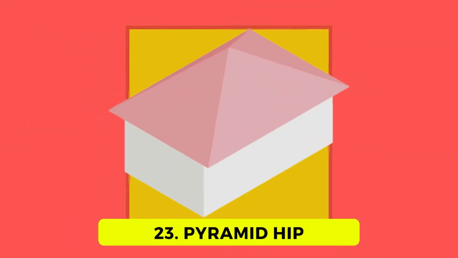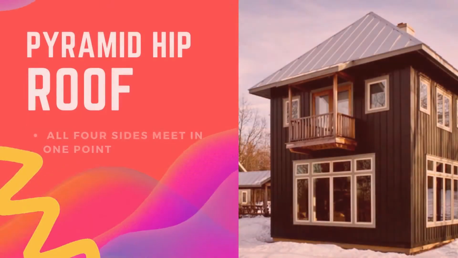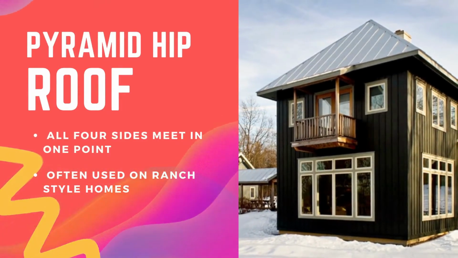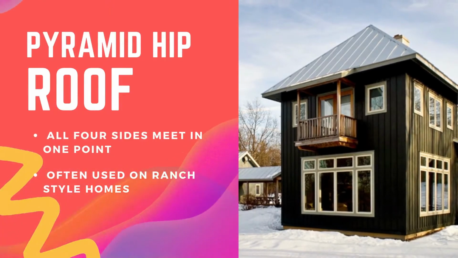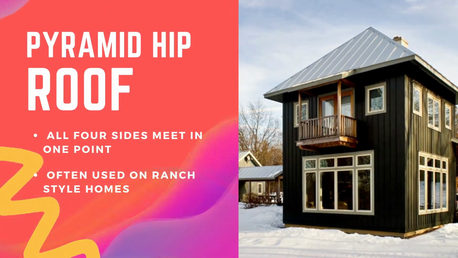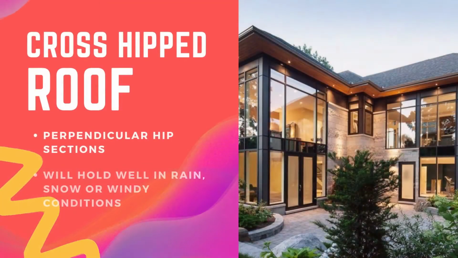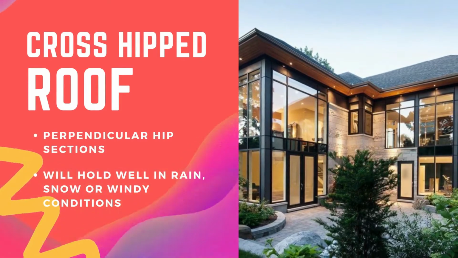23. Pyramid hip. The pyramid hip roof is one where all 4 sides meet in one point. It can include dormers, but is often used on ranch-style homes which have no upper floor and therefore dormers aren't necessary.